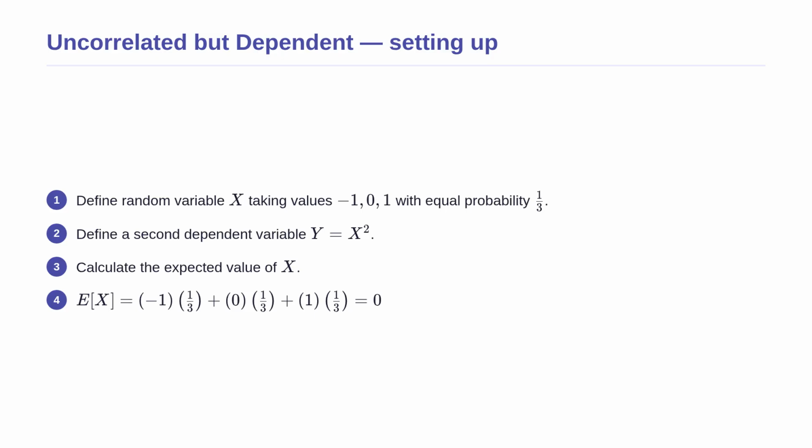Suppose we have a random variable x that can take three values, -1, 0, and +1, each with an equal probability of 1/3. Now let us define a second random variable y such that y equals x squared. We want to check if they are uncorrelated. First, we calculate the expected value or long-run average of x. By multiplying each possible value by its probability and adding them up, the negative and positive fractions cancel out perfectly, giving an expected value of 0.